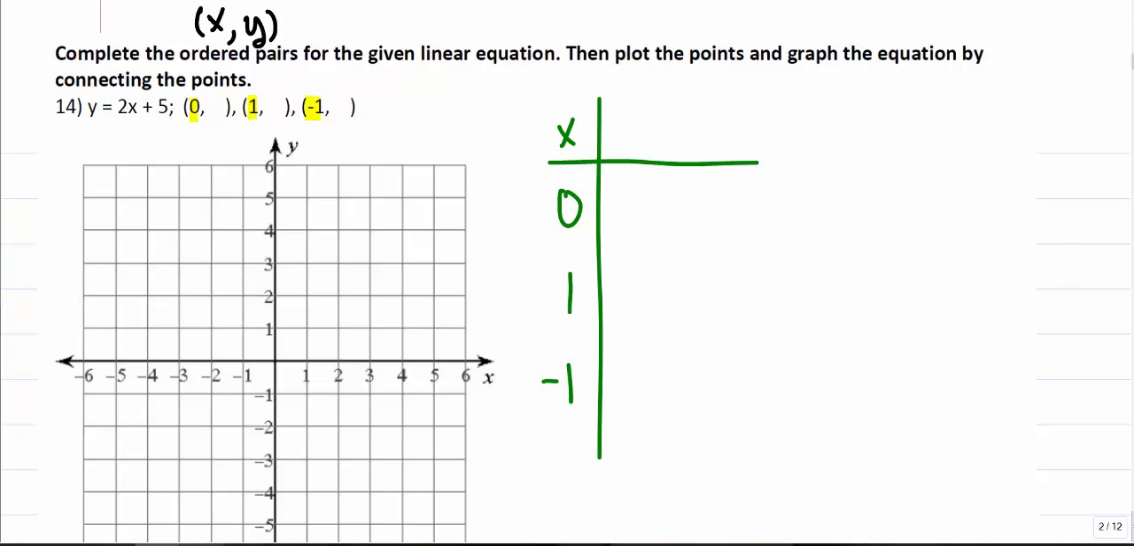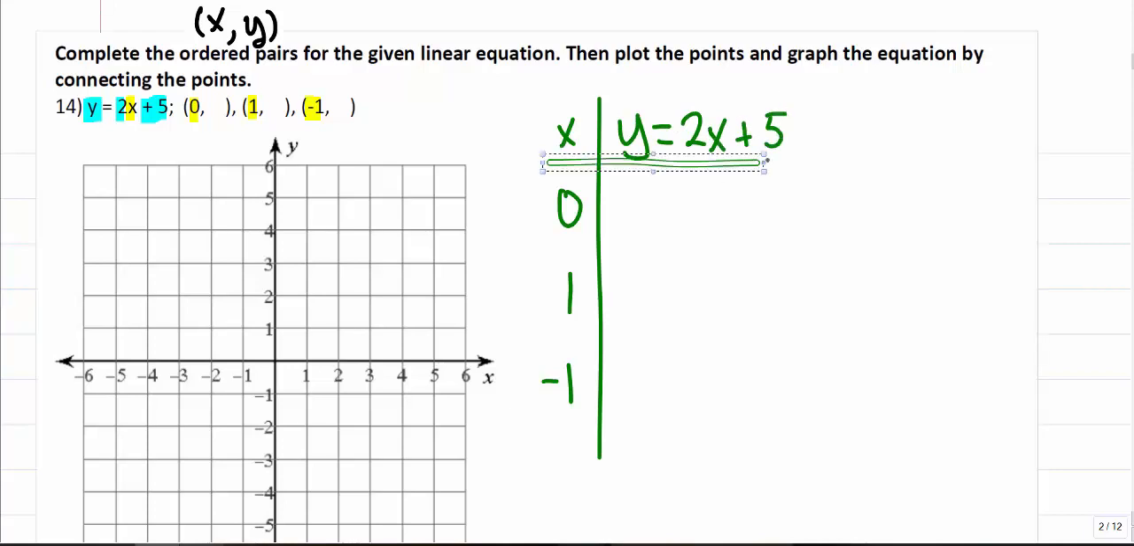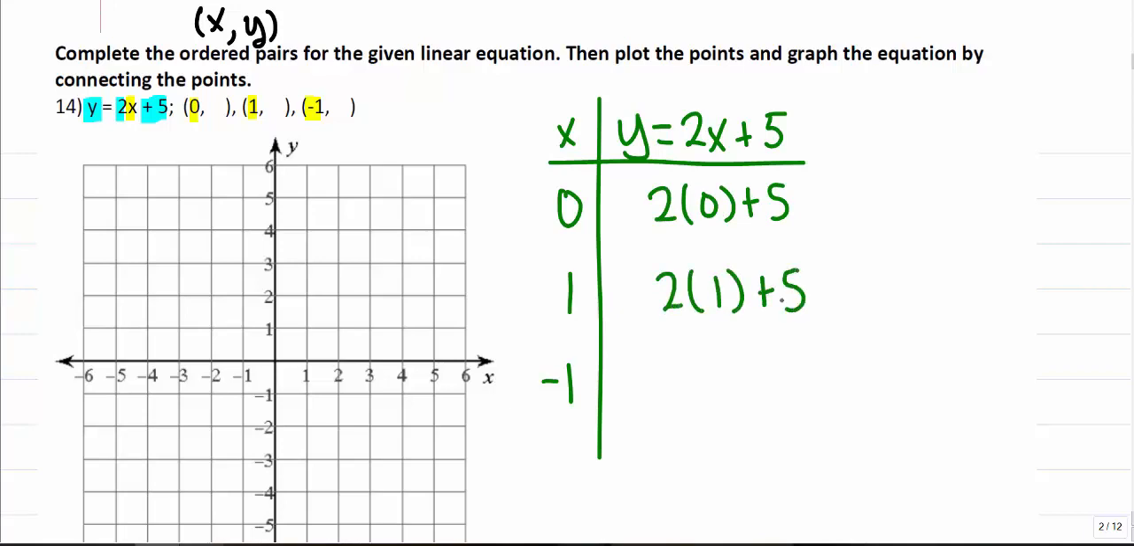The y value is achieved by taking the x value, doubling it, and adding 5. Meaning that the y value is going to be 2 times whatever the x value is plus 5. So all I have to do is come in here and substitute. So here I'm going to do 2 times 0 plus 5, 2 times 1 plus 5, and 2 times -1 plus 5.